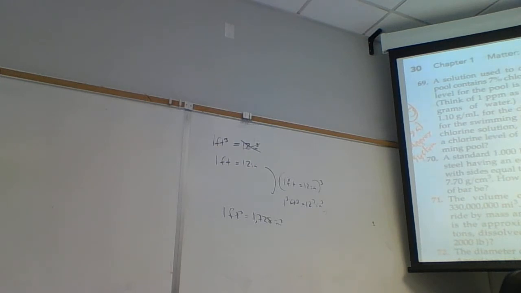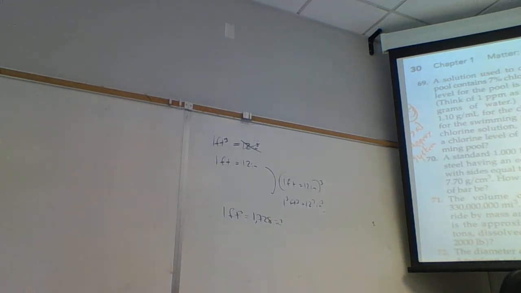And so for every 100 grams of chlorinating solution, I have 7 grams of chlorine. For every 100 pounds of chlorinating solution, I'll have 7 pounds of chlorine. I can put whatever mass unit I want in here. Doesn't matter, micrograms, grams, whatever. And so this is what we call 7% by mass. Percentages are very important conversion factors like density. That's it. Okay, let's go on.